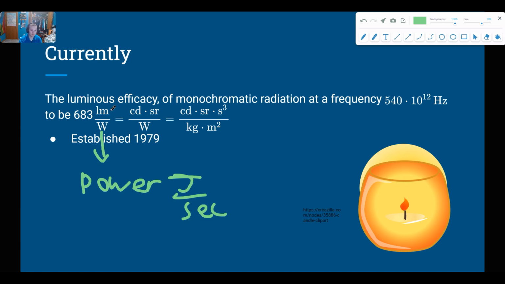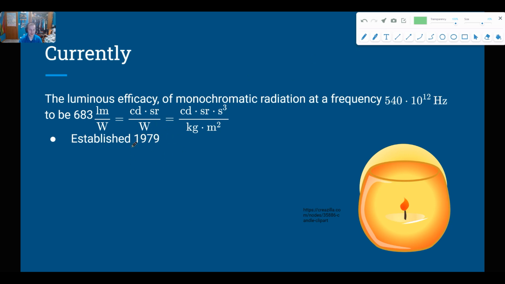What is a lumen? Well, a lumen is a candela times a steradian. Well, what is a steradian? We'll get to that in a future slide. It is a solid angle measurement. So if you're familiar with radians and degrees, it's sort of like that, except it's a 3D version. And then when you break down the watt, you end up getting this when it's in the denominator.